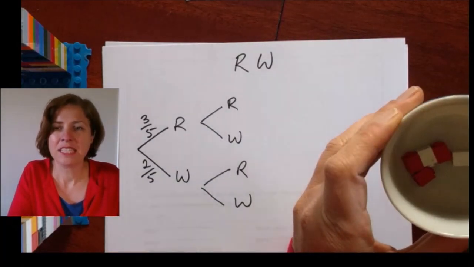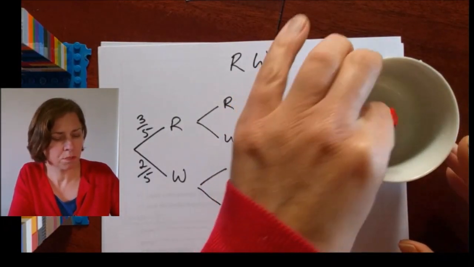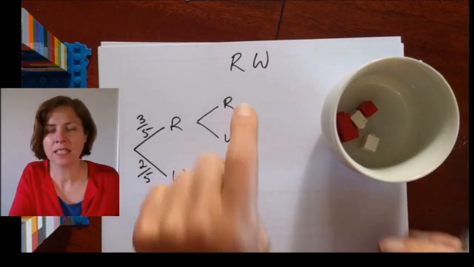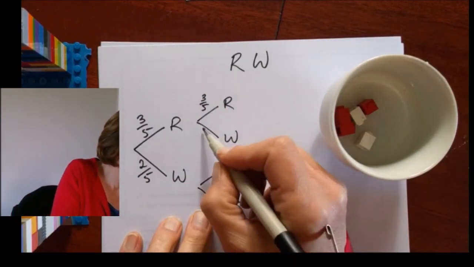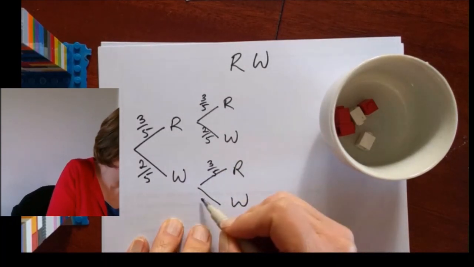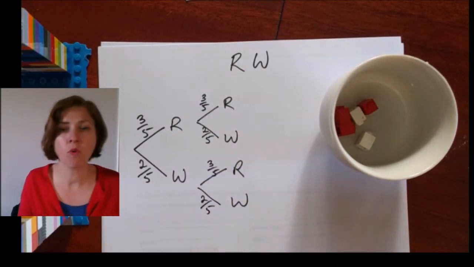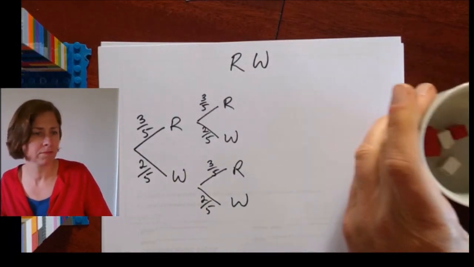Let's do the same for the second time. If I had pulled red the first time, which I did, what's the probability of pulling red the second time? It's the same, 3 out of 5. And this didn't change either, because I did put my red piece back each time, so the probabilities of red or white didn't change. And this is how I do my calculation.